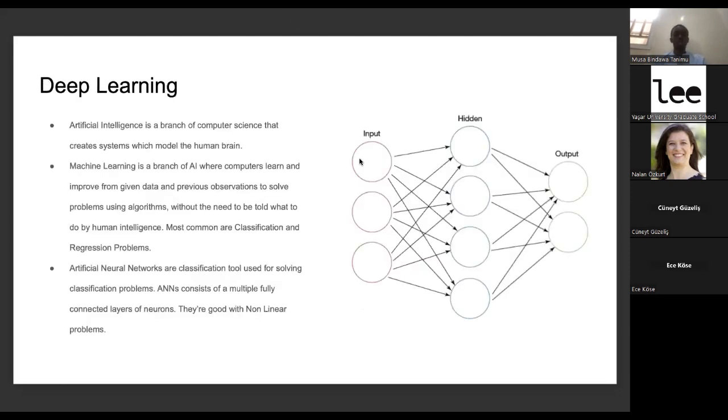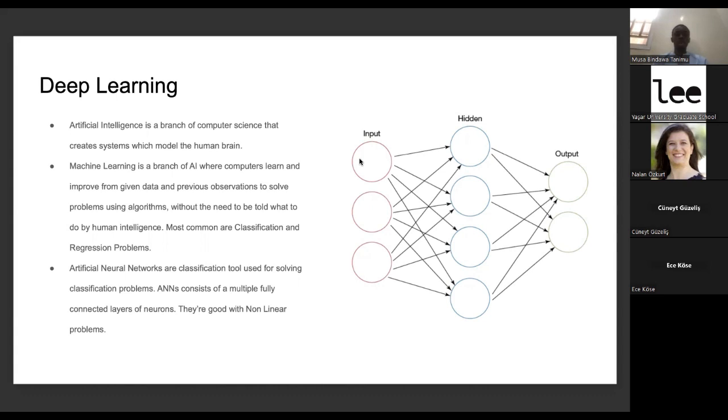Now I want to give a little information about deep learning. Artificial intelligence is a branch of computer science that creates systems which mimic the human brain. Machine learning is a branch of artificial intelligence where computers learn and improve from given data and previous observations to solve problems using algorithms without the need to be told what to do by human intelligence. Most common applications are classification and regression problems.